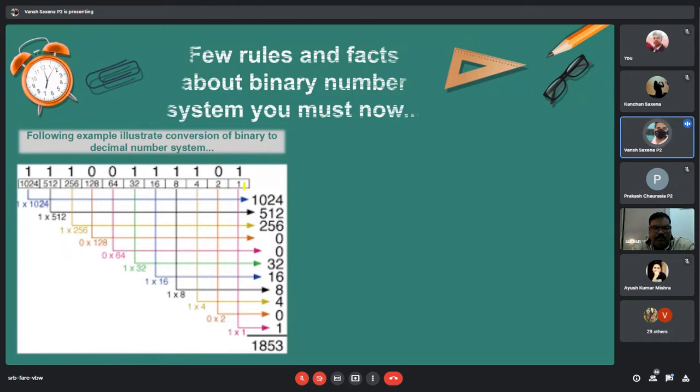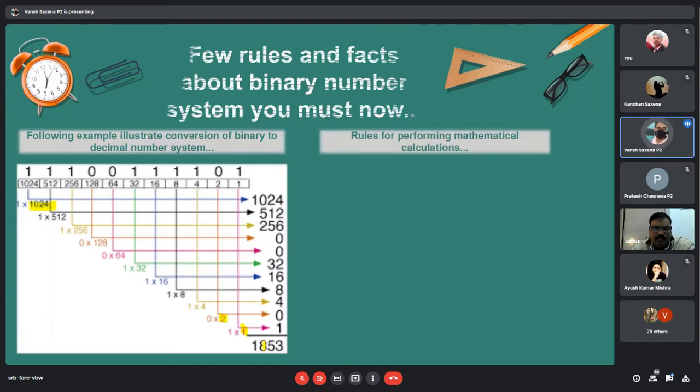We are performing calculation by multiplying with 2 to the power 0, 2 to the power 1, and similarly we go up to 2 to the power 10. After all the calculations, we just add them. This is how to convert a binary number to a decimal number.